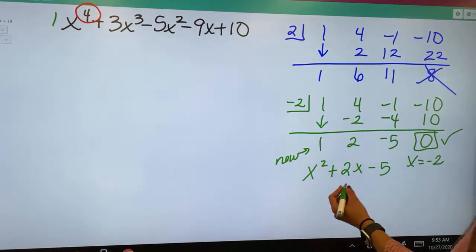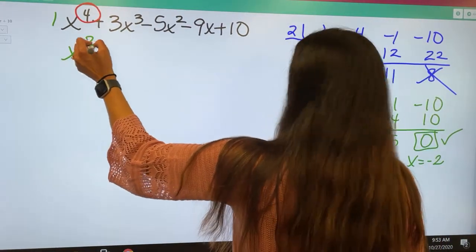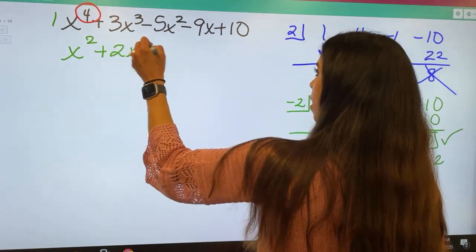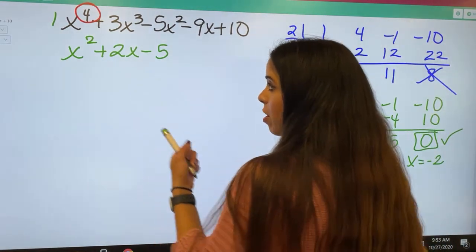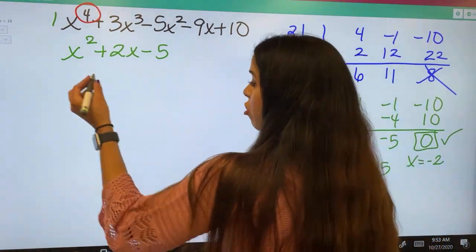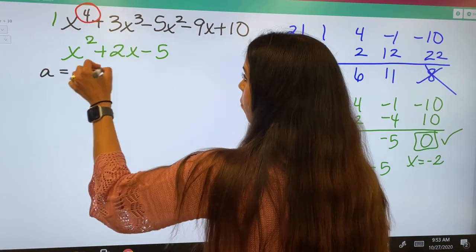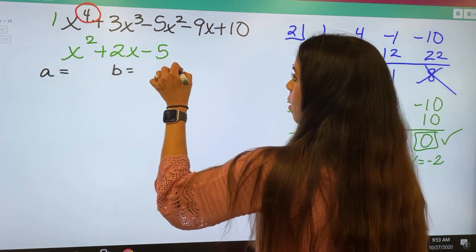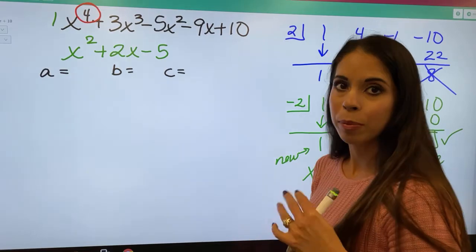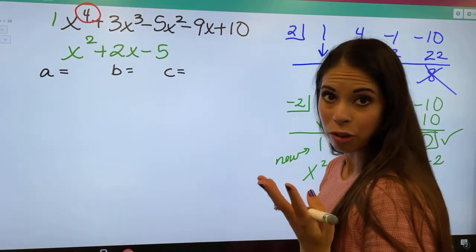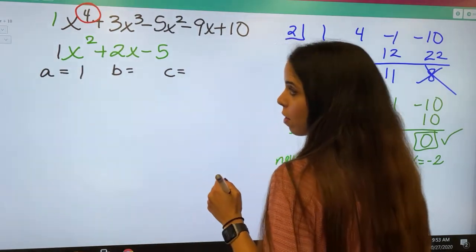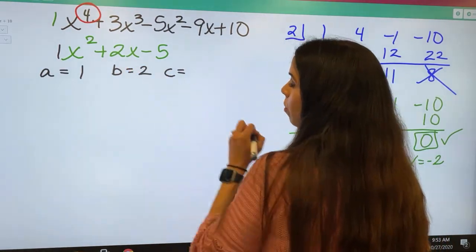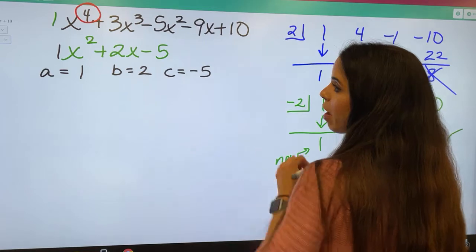All right, and I'm going to rewrite this up here, x squared plus 2x minus 5, and we're going to use the quadratic formula. Now, when I teach the quadratic formula, I have my students identify the ABCs first. Remember, ax squared plus bx plus c, that's standard form. So the a is just a 1. They're the coefficients. B is a 2. C, the constant, is -5.